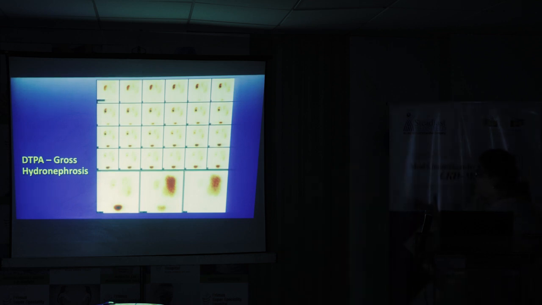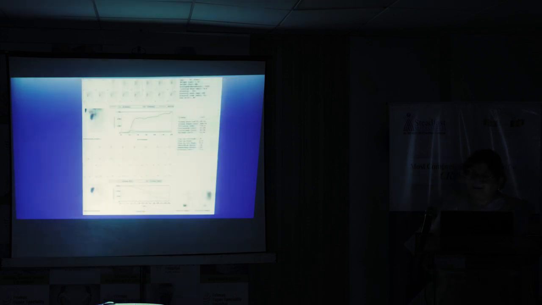And in the delayed images, whatever little is being extracted is excreted into the pelvis, and it is all sitting in the pelvis. So this is a grossly dilated, hydronephrotic, obstructive kidney. And you can see that the renogram curve, like what I said, the green one is a typical type 2 curve, whereas the red curve shows a normal excretion pattern.